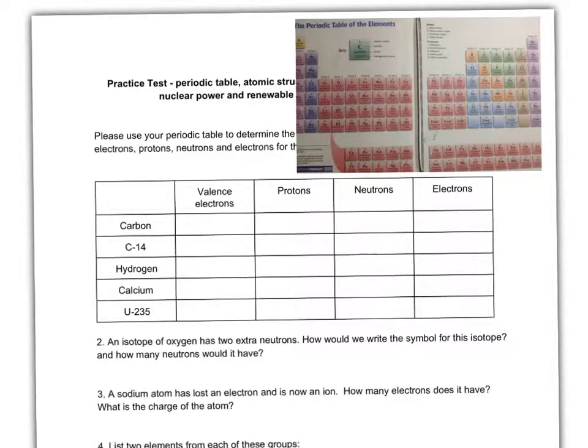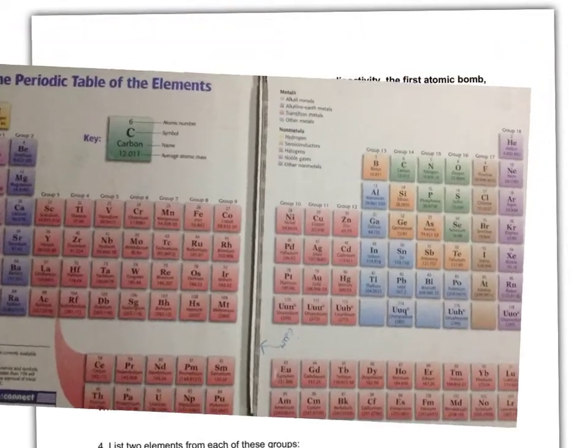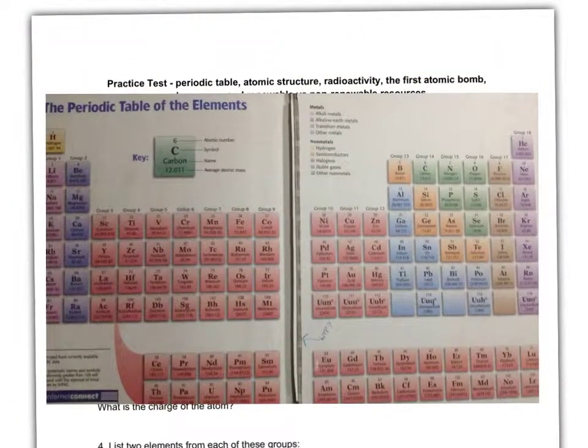For our first question, we're using the periodic table and figuring out the number of valence electrons, protons, neutrons, and electrons for these different atoms, elements. So first, let's take a look at carbon on the periodic table, and if we zoom in, this is a picture of the textbook. We can ignore this writing here.